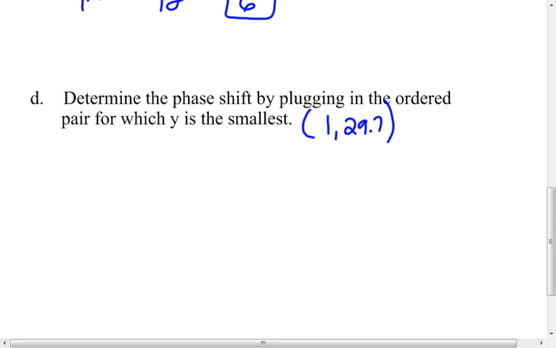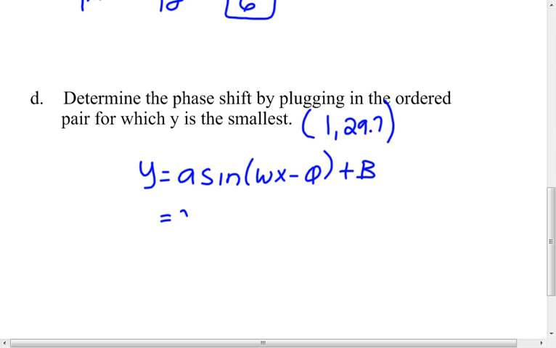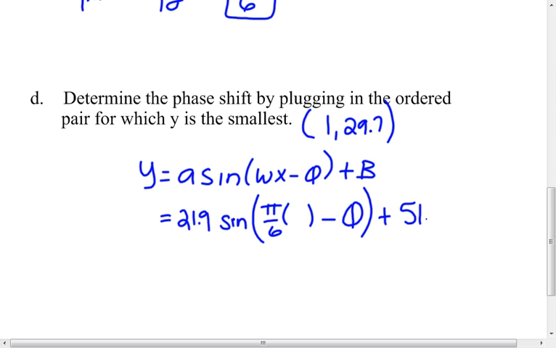What you're going to do is plug it into this famous equation that we have looked at over and over again this chapter. Okay, your amplitude you're going to get from above, we already plugged that number in. That would be 21.9. I'm telling you it has to be a sine curve. Your W you calculated as pi over 6. I'm going to leave my x blank here in a minute and I'll talk about that. My phi is what I'm trying to find. I'm trying to calculate that. My midline I calculated up above, and my B was 51.6.